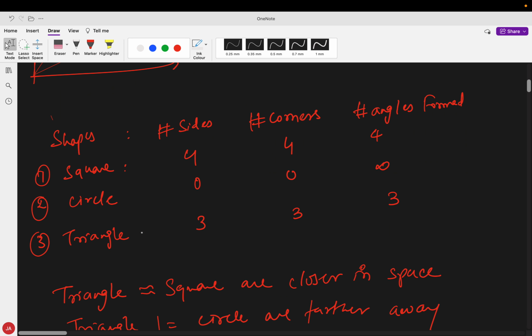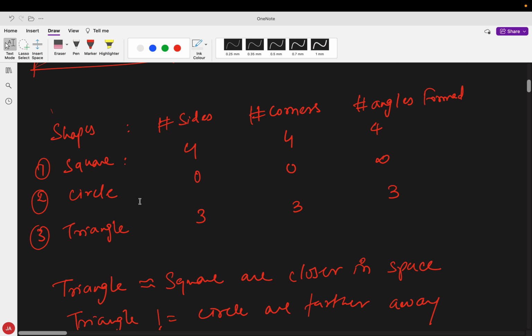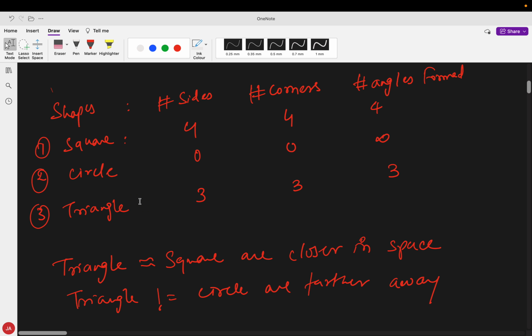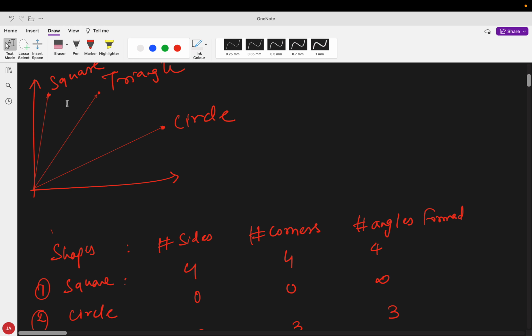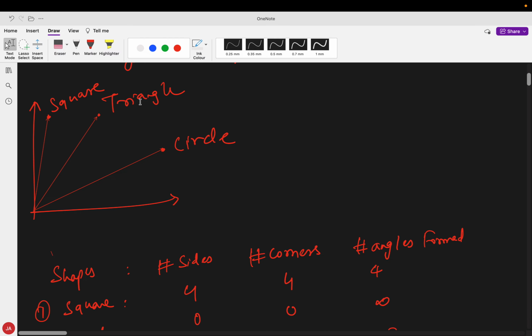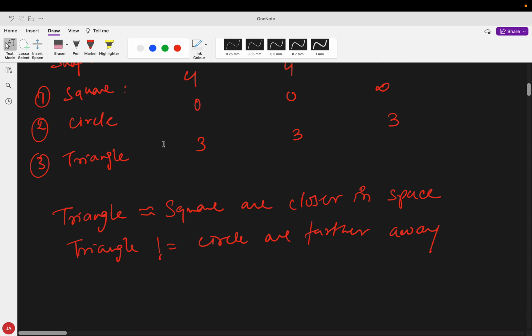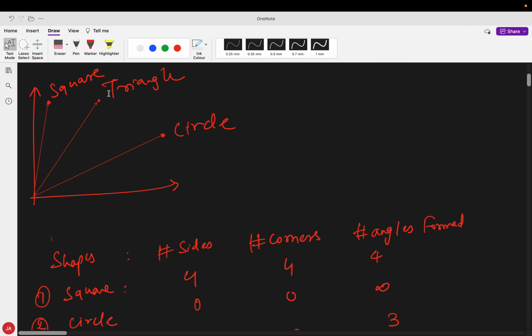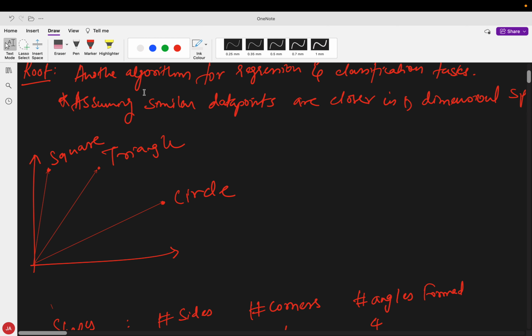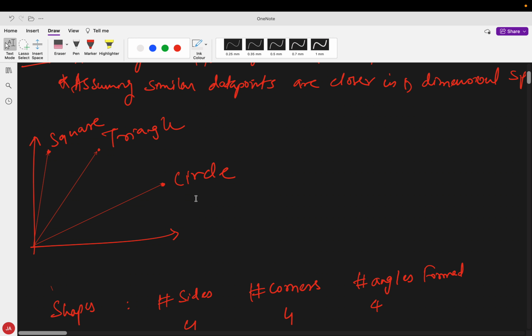So there is a similarity between the triangle and the square, right? So they will lie closer in space. Square and triangle are not exactly similar, but they lie closer in space, and triangle and circle are farther away, because they are not the same. So this is the exact proximity principle that KNN uses. The similar shapes are closer in space.